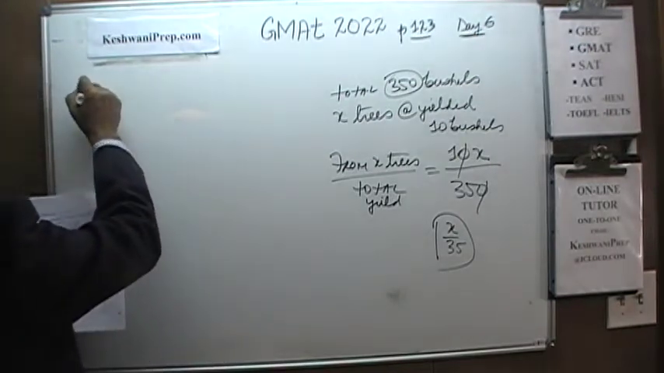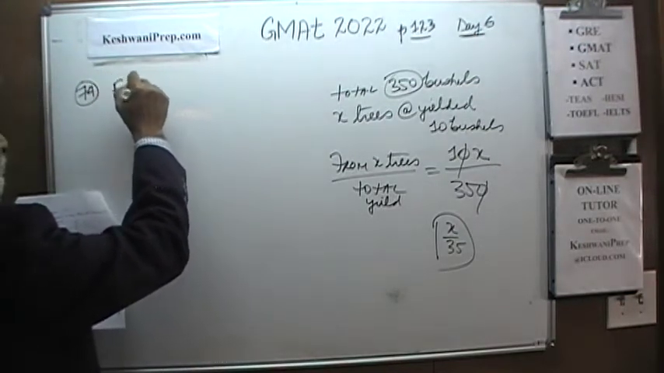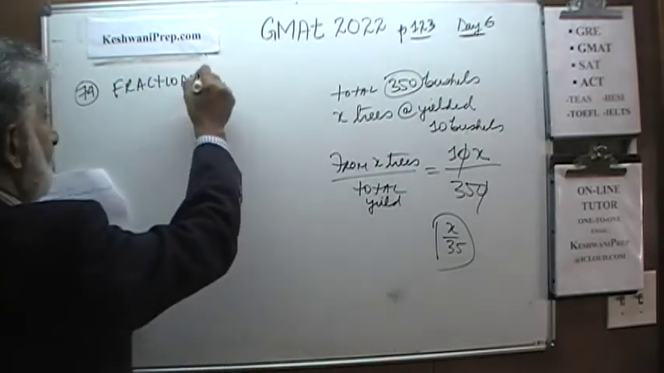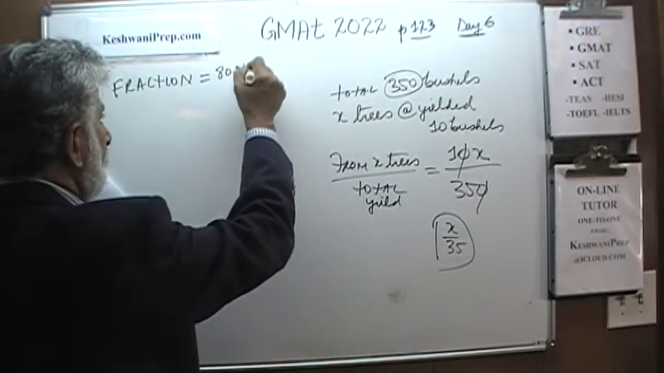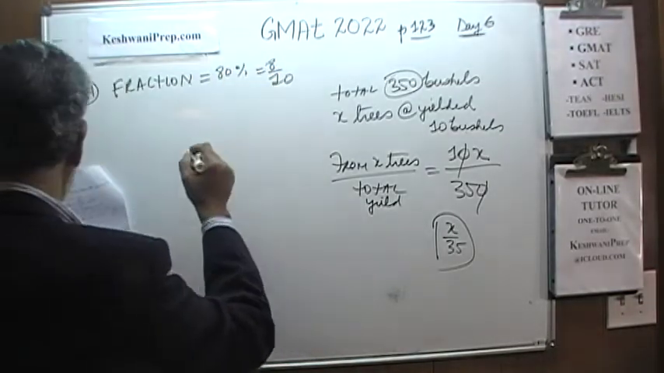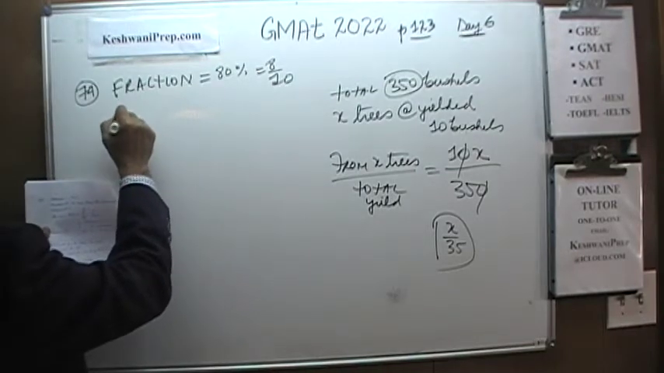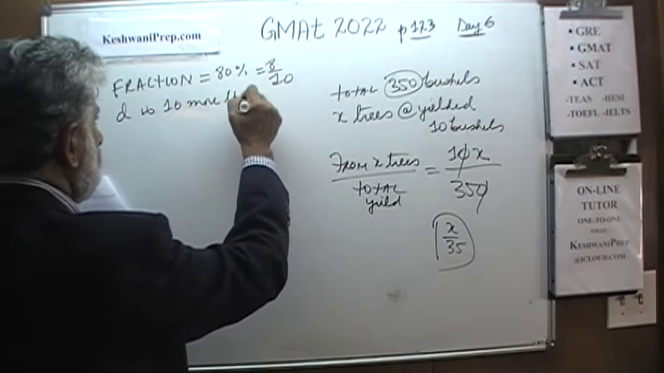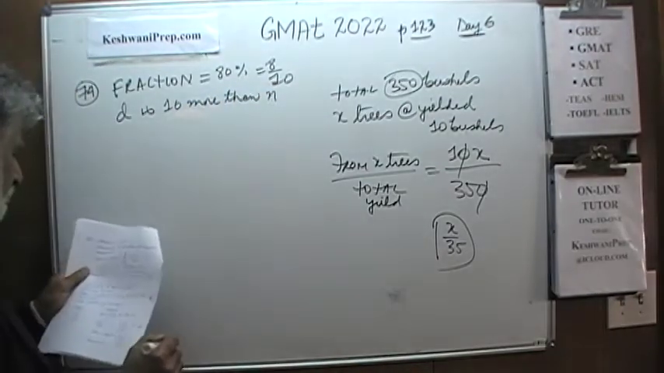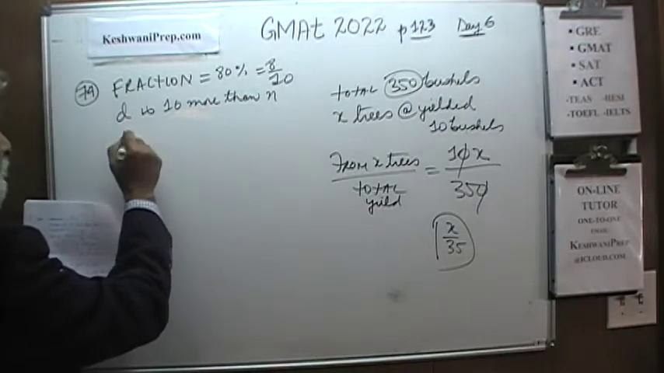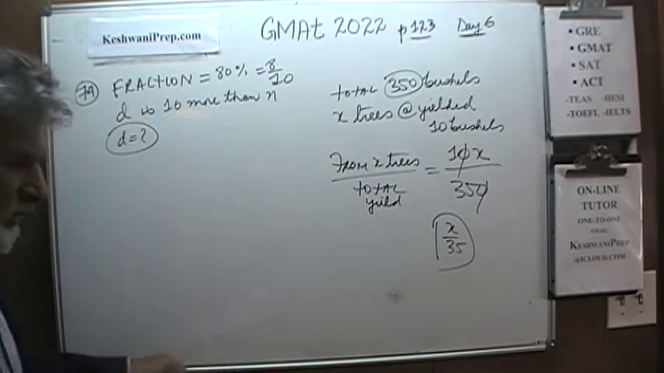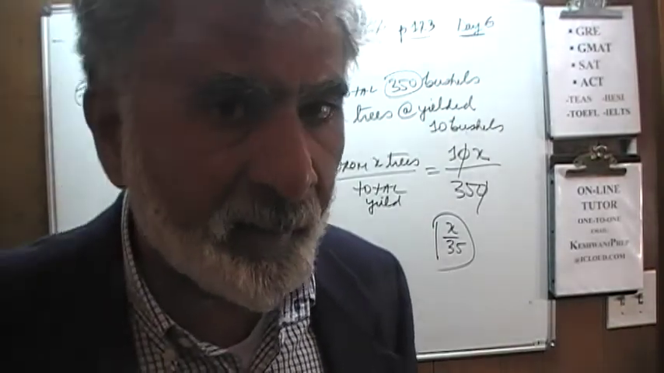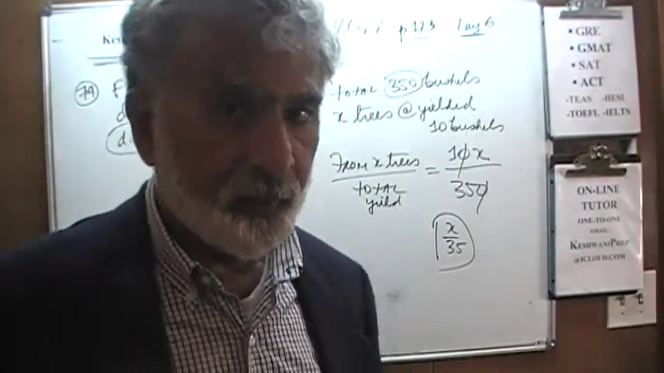In number 74, we have a fraction, and we are told that this fraction equals 80%, or if you like, 8 over 10. We are told the denominator is 16 more than the numerator. And the question is, how much is the denominator? Pay attention to what is being asked, we are being asked to find the denominator and not the numerator. Do you understand?